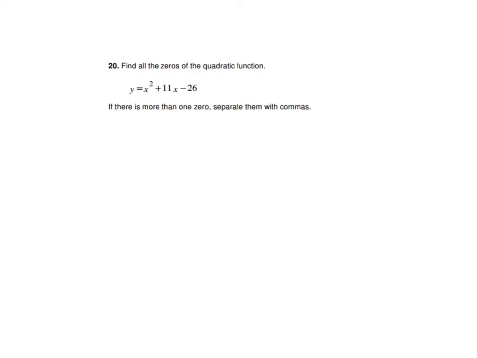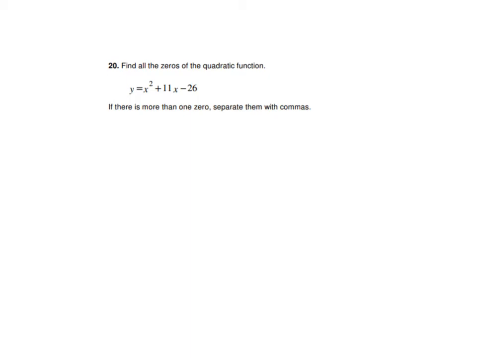Problem 20 asks us to find all the zeros of the quadratic function. And then it asks us if there are more than one zero to separate them with commas. So, in other words, we're finding the zeros or the solutions or the x values. Now, one way we could do this that we know will always work is the quadratic formula.